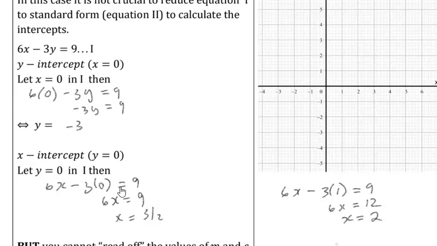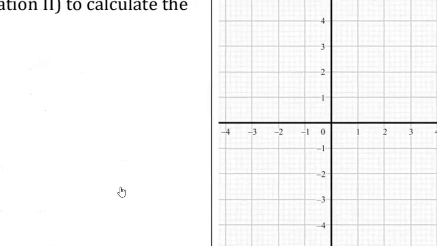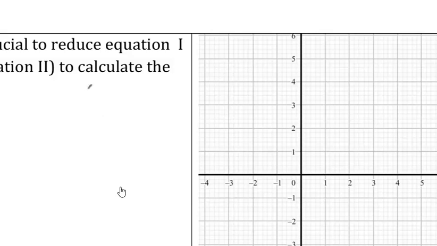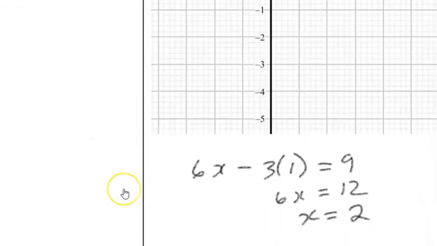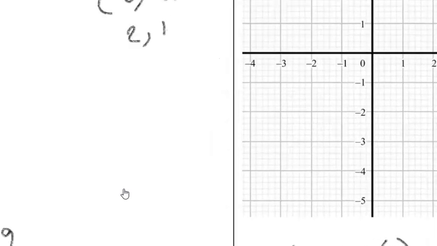So this coordinate here, I'm just going to write it again here. So we have three coordinates. The one is (3 over 2, 0). The other one is (0, minus 3). And here we have x equal to 2 and y equal to 1.